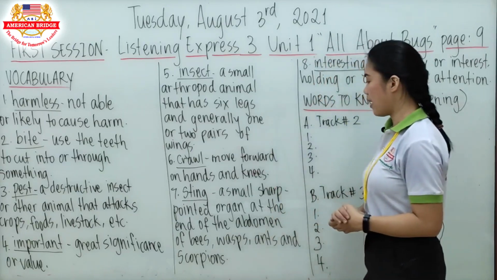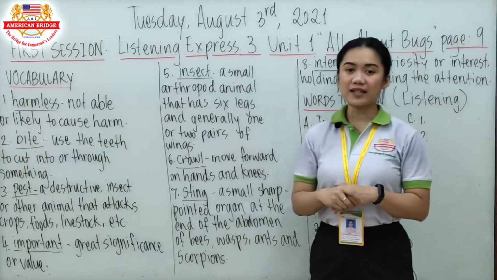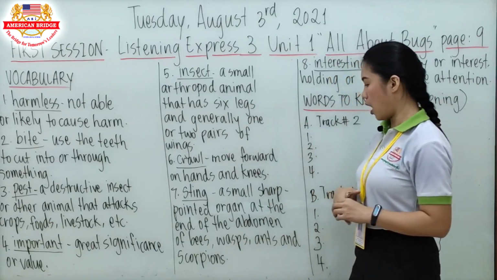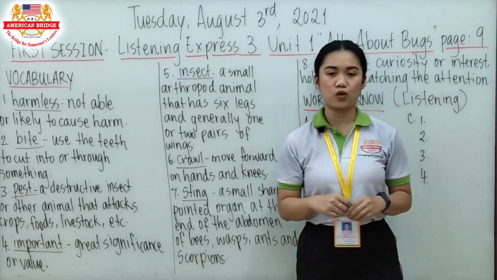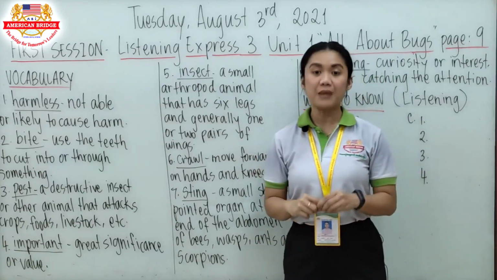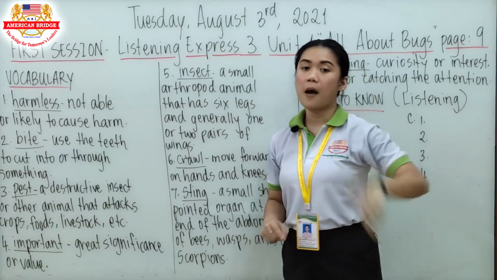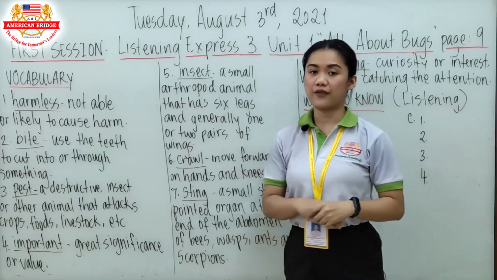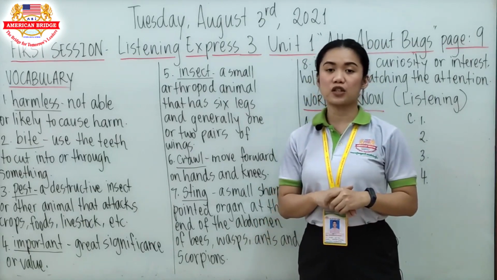Next is number 7, sting. A small, sharp, pointed organ at the end of the abdomen of bees, wasps, ants, and scorpions. Those are the things that you have to be careful of, especially with the bees. They have that sting, like a sharp thing behind their body. So you have to take care of that. That is part of their body, the thing to protect themselves.